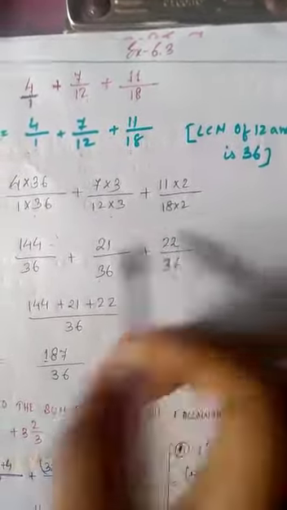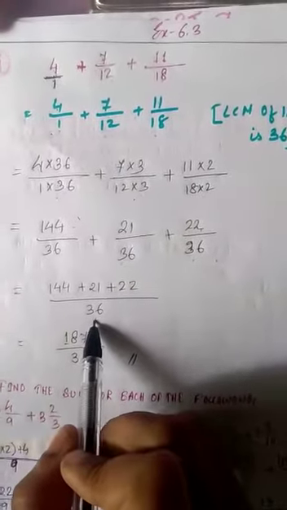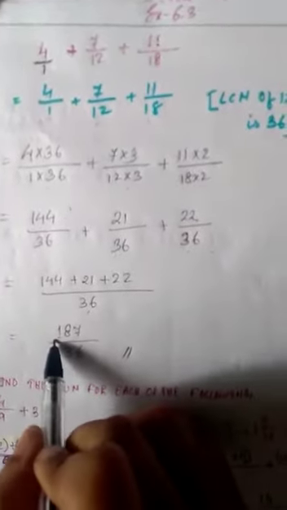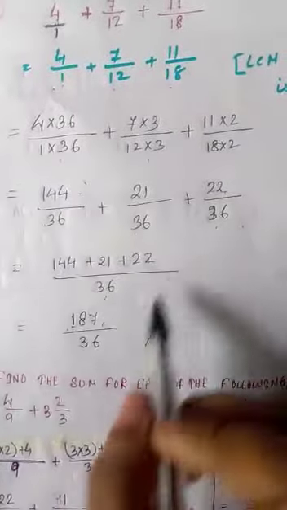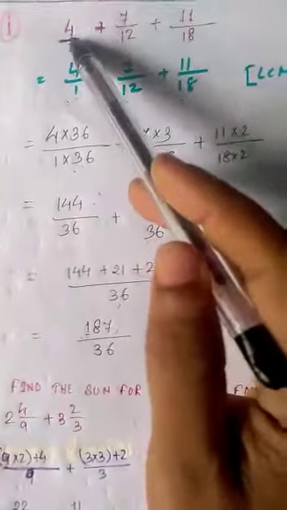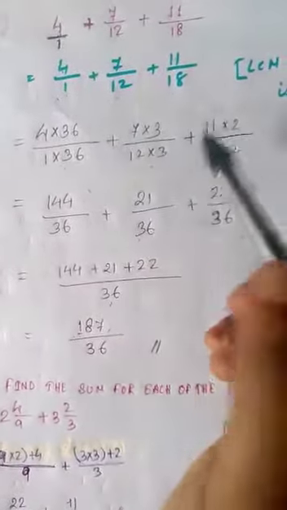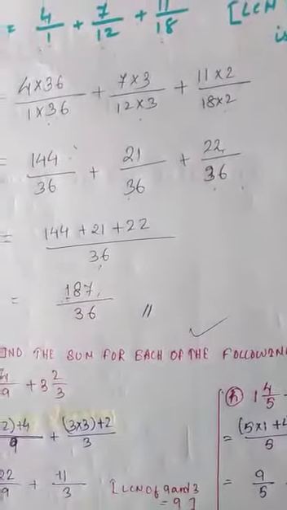22 by 36. Now we have to take the common denominator, which is 36. After adding all the numerators we have got 187. Okay children, is this clear to you now, how we have to do it? Whenever a number is given like this, you take it as 1. You can multiply together also, so we will get the same result. Okay, same way we have done.